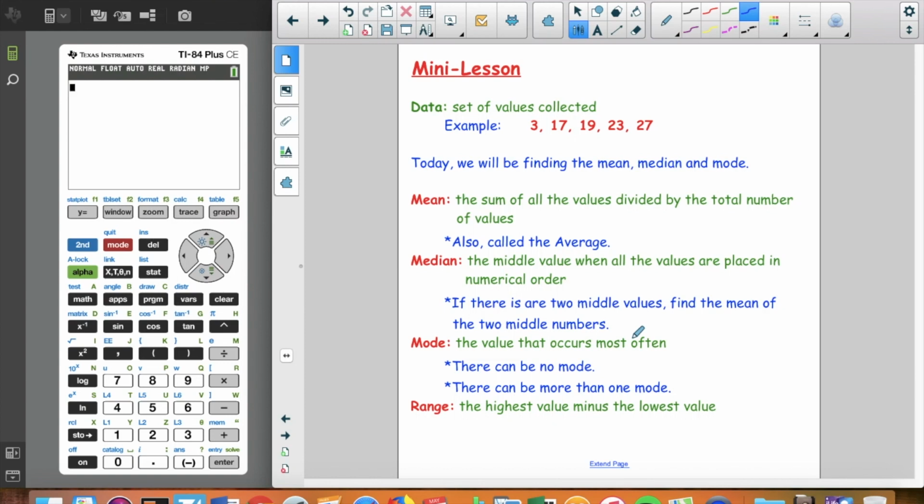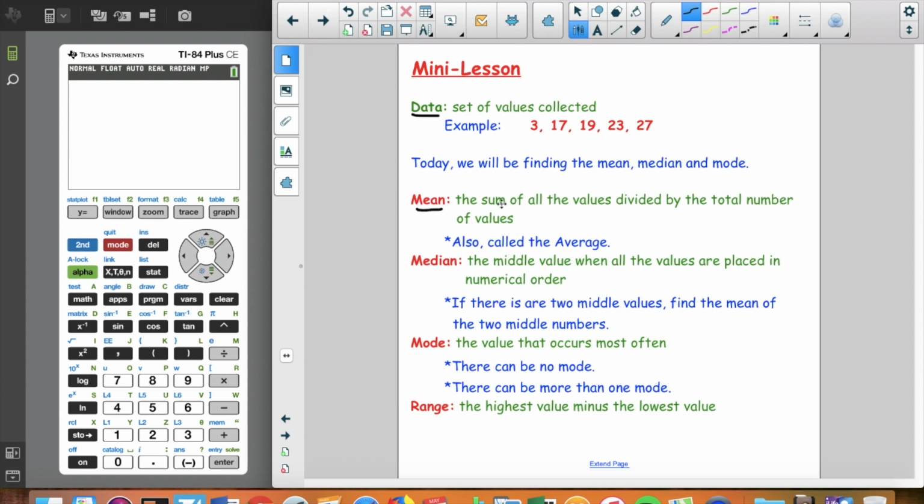So going over some definitions. First, data. So data is a set of values collected. The values could be whole numbers, they can be decimals, fractions, they can be any type of number that you can collect. They're usually separated by commas. Today we're going to be finding the mean, median, mode, and range.